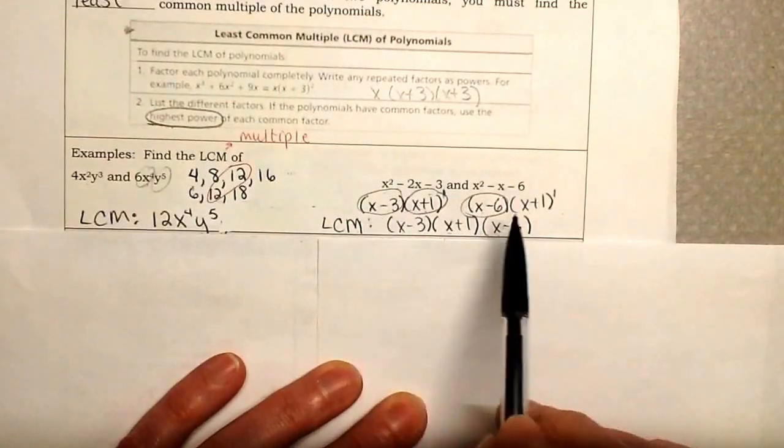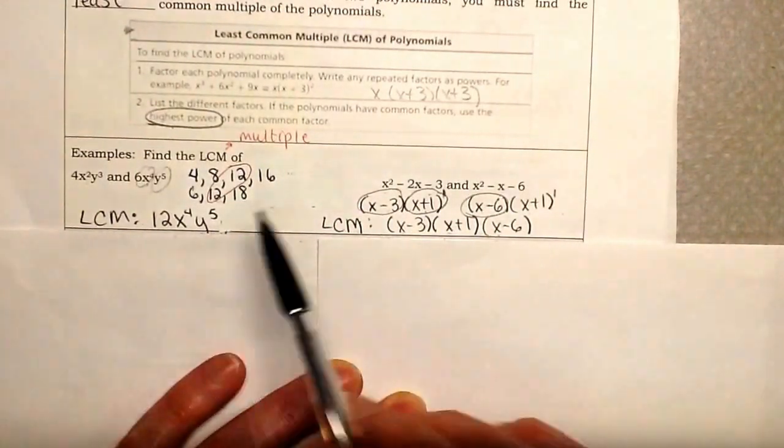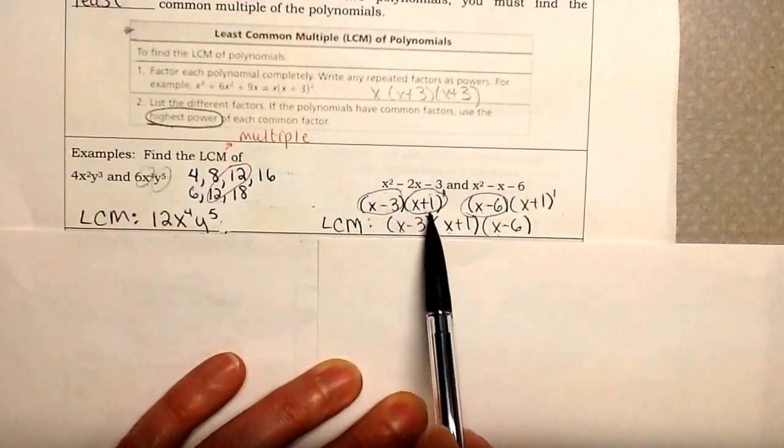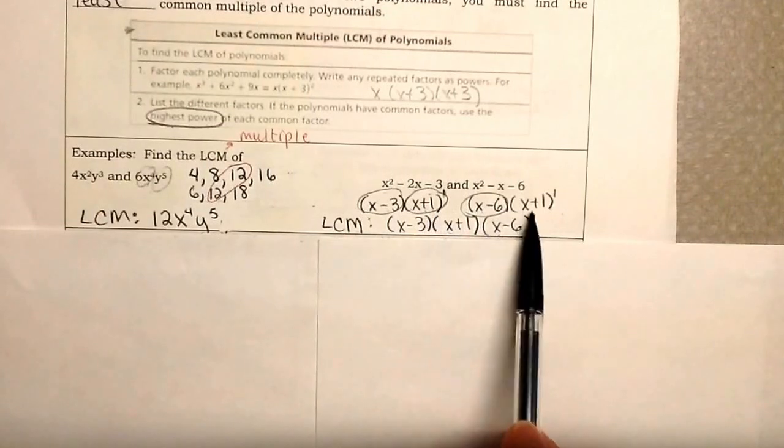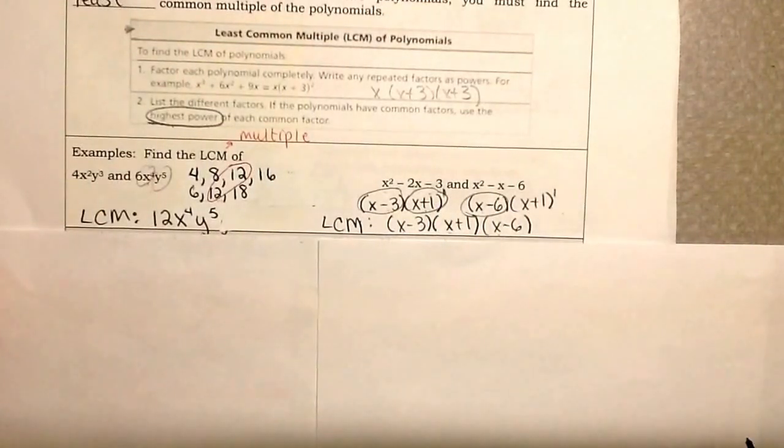So this is how you find a common denominator. Factor, and then you look at all of the factors, and they all have to be represented. If there are duplicates, you choose the highest power.